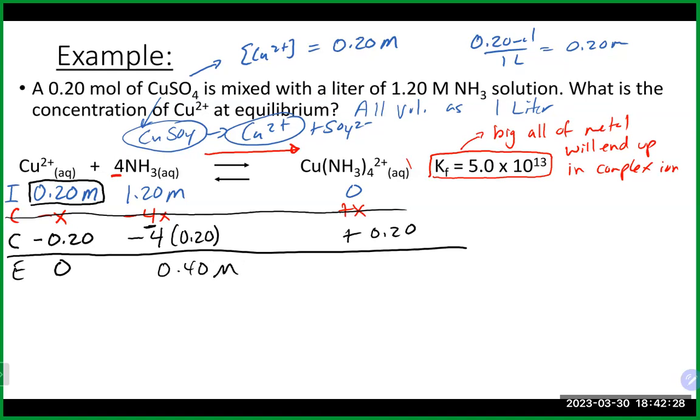0.4 of our ammonia left over, and 0.2 of this left over. Any questions on the table?